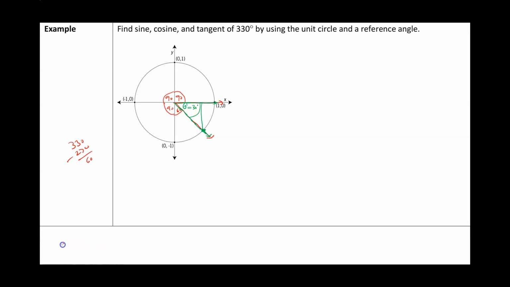Now the ordered pair for 30 degrees is going to be radical 3 over 2 and 1/2. However, because the x is positive but the y is negative, this is going to be a negative 1/2. Then from there, we know that sine of 330 is going to be the y value, which is negative 1/2. So this will be the value of sine. Cosine of 330 will be the x value, which is going to be radical 3 over 2.